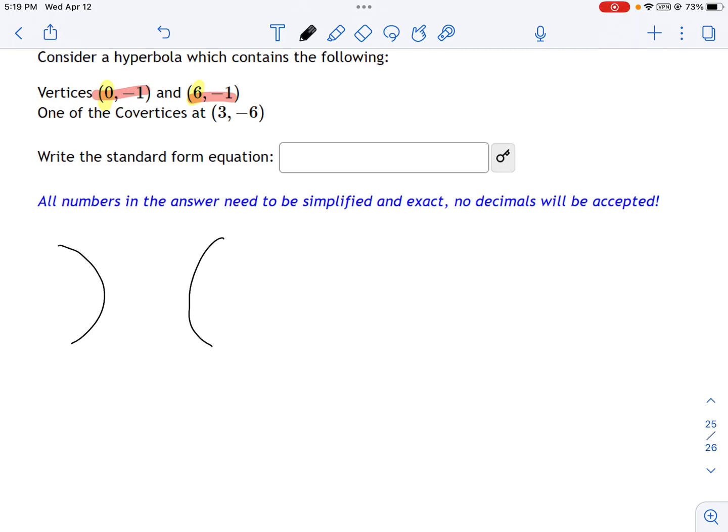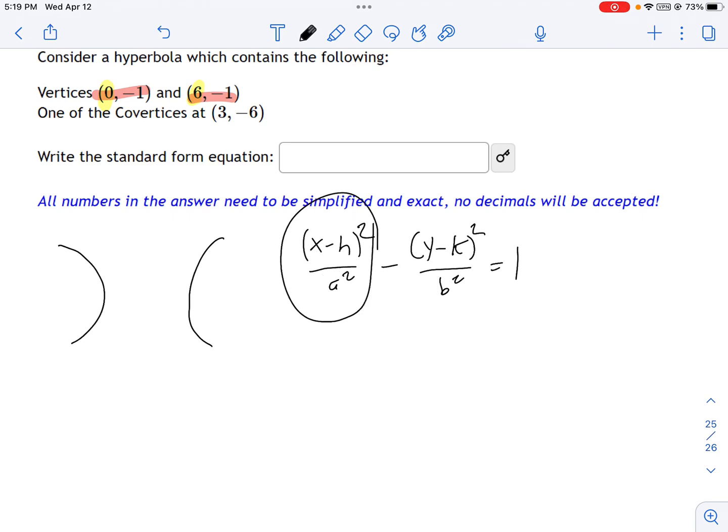Furthermore, the equation for this hyperbola is going to be (x minus h) squared over a squared minus (y minus k) squared over b squared equals 1. This is your horizontal hyperbola equation because the term with the x is positive.